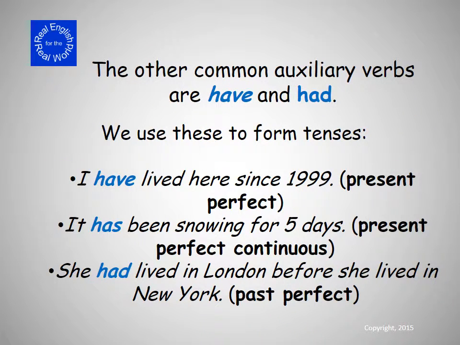The other common auxiliary verbs are have and had. We use these to form tenses. I have lived here since 1999: present perfect. It has been snowing for 5 days: present perfect continuous. She had lived in London before she lived in New York: past perfect.